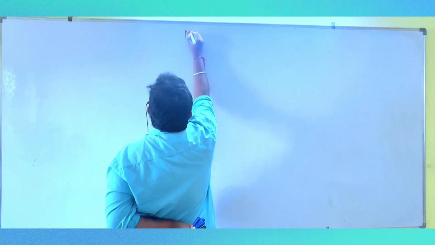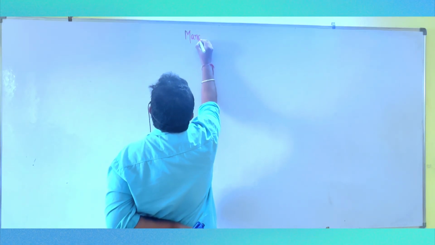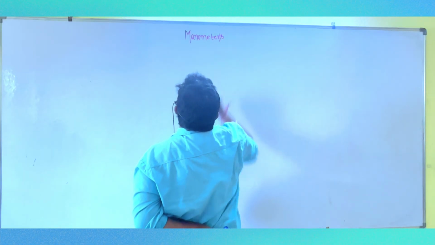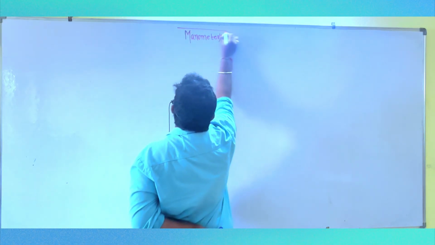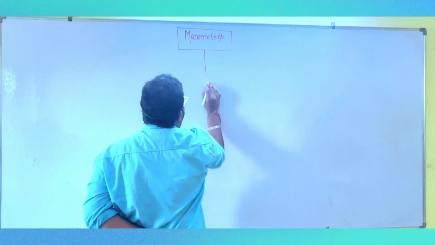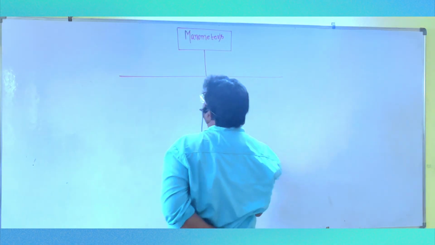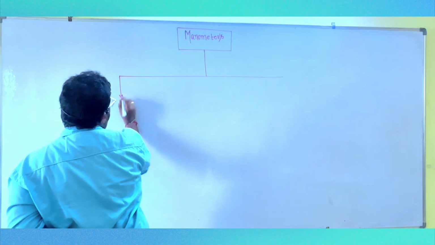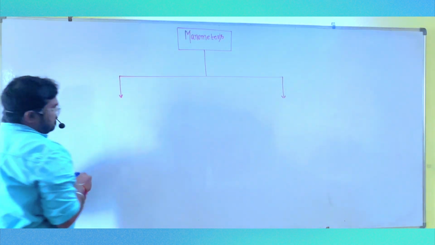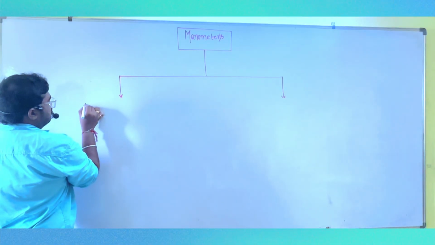Fluid mechanics. Write down manometers. We have two types of manometers: U-tube manometers and differential U-tube manometers. One is the U-tube manometer.